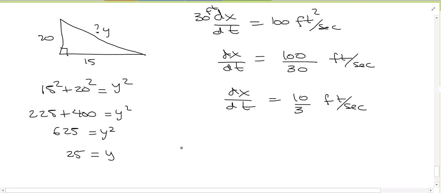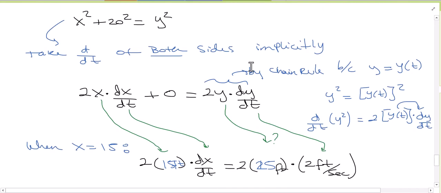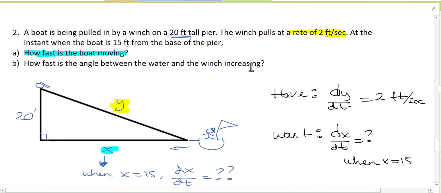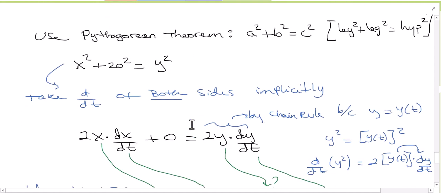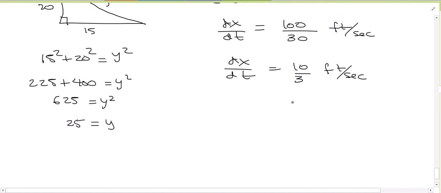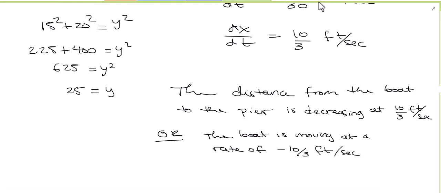But when you write it out, the rate of change of the boat is decreasing, so you want to specify that things are decreasing. So how fast is the boat moving? We can say the distance from the boat to the pier is decreasing at a rate of 10/3 feet per second. So let me write that out. Right now the distance from the boat to the pier is decreasing at 10/3 feet per second. Or we can say the boat is moving at a rate of negative 10/3 feet per second. The negative tells you that it's decreasing.